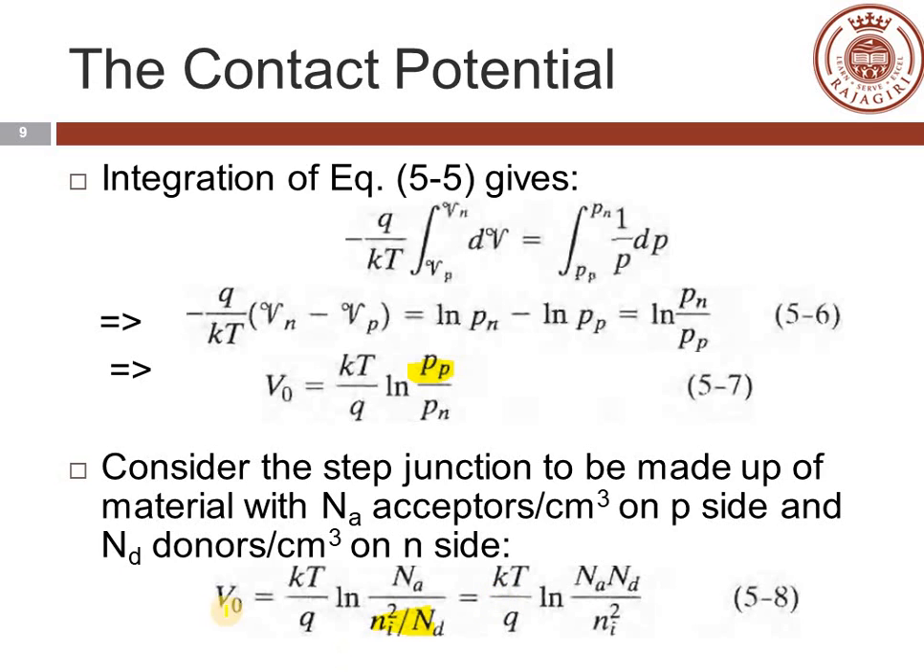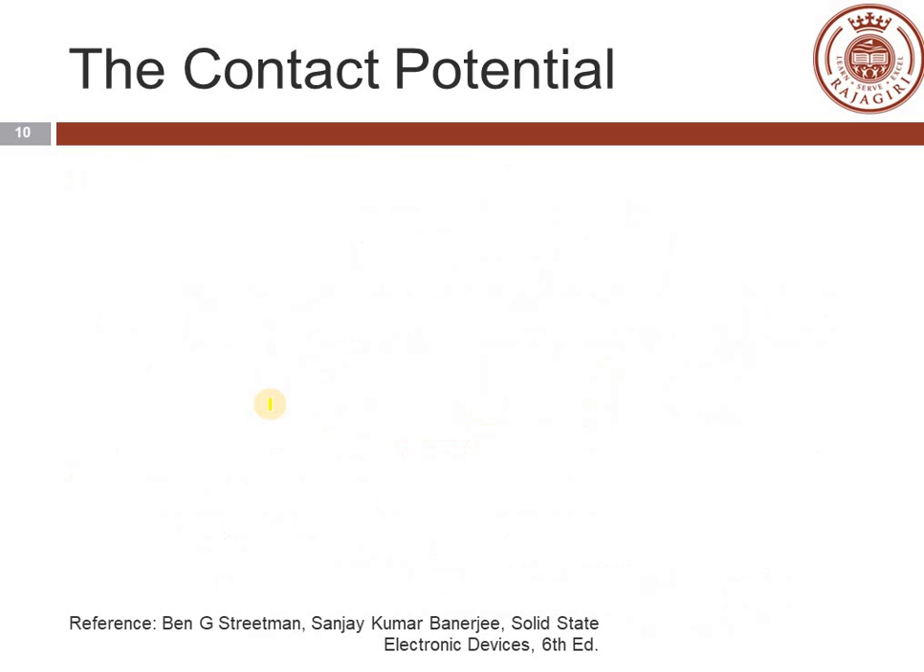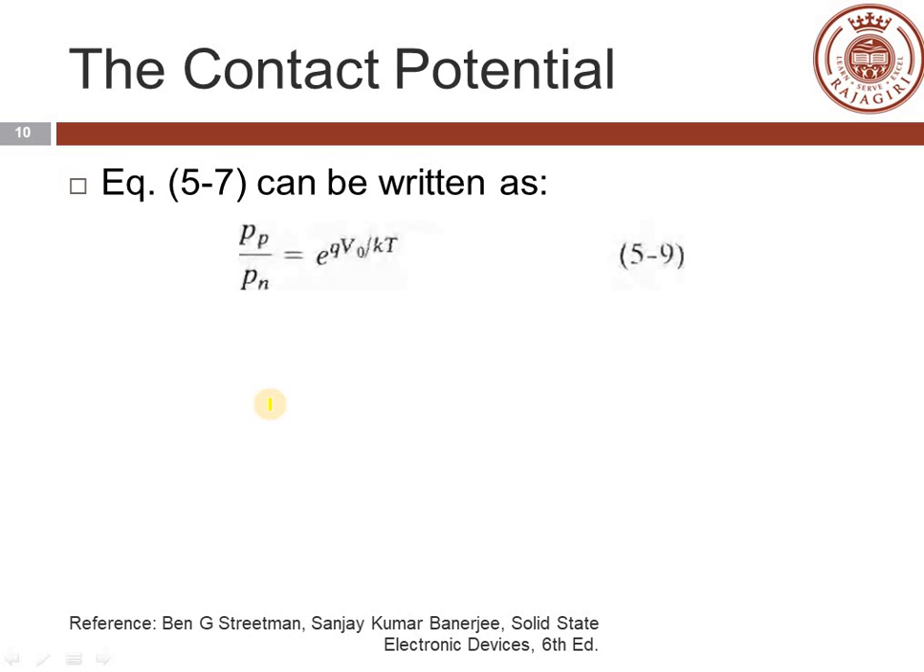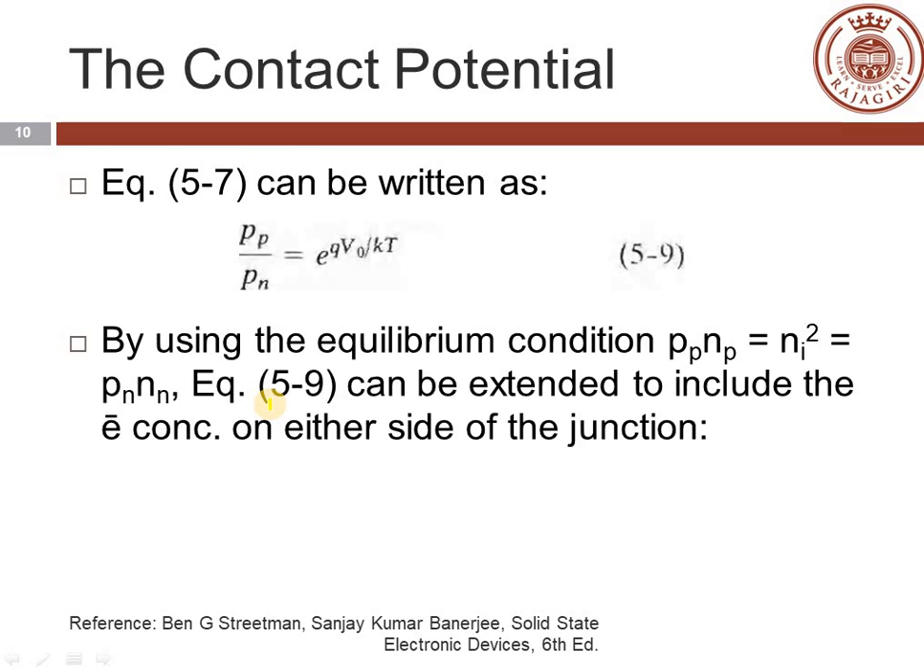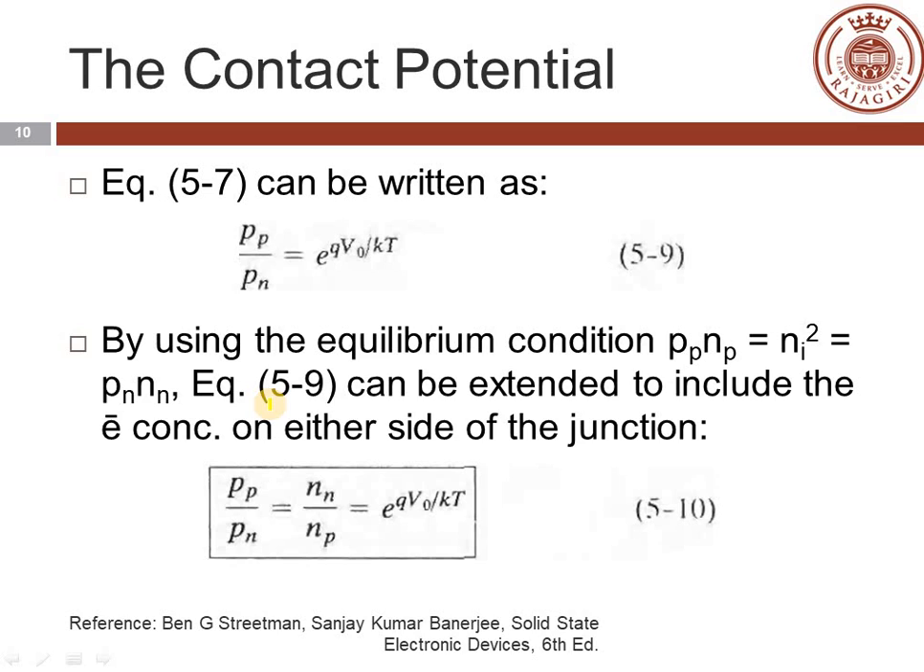Now from equation 5.7, we will be writing Pp by Pn. From this equation we can write Pp by Pn equal to e to the power qV0 by kT. Then as the previous equation explained, that is Pp Np equal to Pn Nn is equal to ni square, we can write Pp by Pn is equal to Nn by Np is equal to e to the power qV0 by kT.